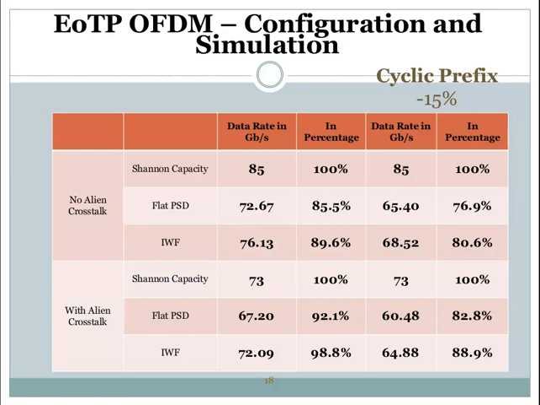Alien crosstalk causes performance loss in the channel capacity as more external interference, but actually OFDM can reach a higher percentage in this scenario, like 82% with flat power, or 89% with iterative water filling. So this means OFDM is more crosstalk robust for the system.